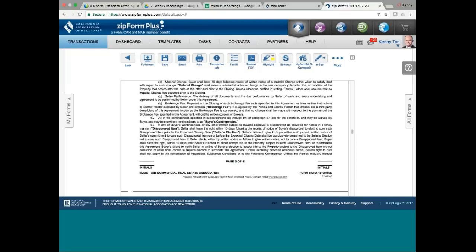This one talks about the broker fee. The broker fee is usually by a separate agreement. Usually we do not put the broker fee into the purchase contract. Okay. All right.